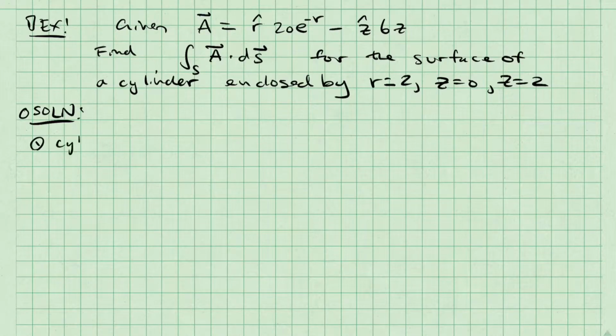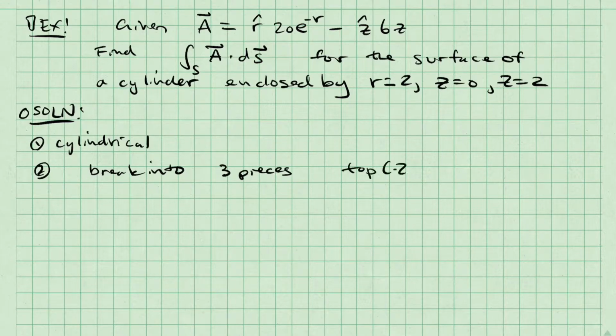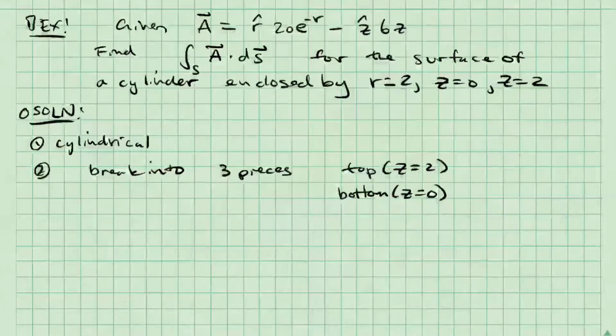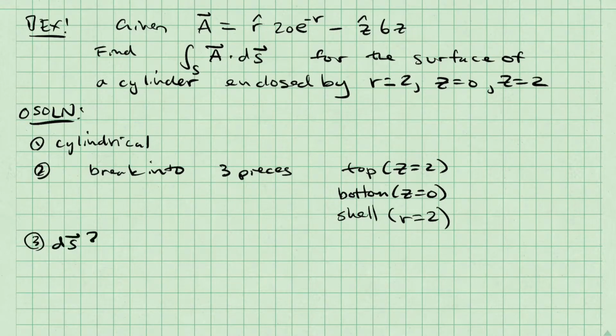In this example, I have a cylinder, so the coordinate system that makes the most sense is cylindrical. The cylinder has three distinct parts: a top, a bottom, and a shell. At the top, the height z is a constant at 2, but the radius and angle can change over that surface. The same is true for the bottom, but the height is constant at 0. On the shell, the radius is now constant at 2, and the height and angle can both change over the surface. We can now choose the differential surfaces for each piece.